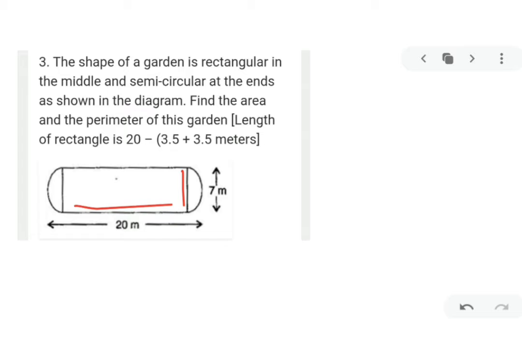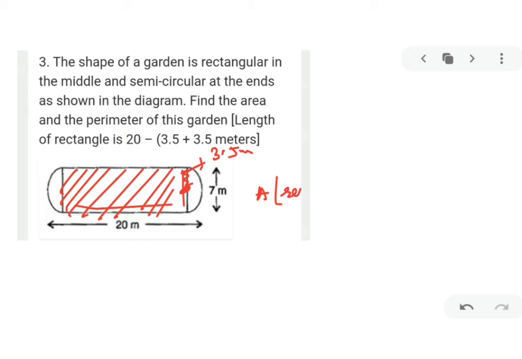Now whatever breadth you have of the rectangle, that is the measurement of the diameter of your semicircle also. So we can take half of 7, that is 3.5, as the radius of your semicircle. Now if you want the area of this structure, you have to take the area of this rectangle by length into breadth. I will write it here.